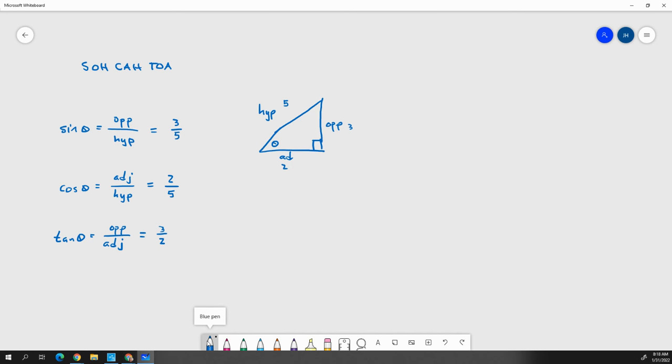Now, I said 6, but I only showed you 3. But if you remember correctly, these are my original 3 trig functions, and the other 3 are just the inverses, right? So if sine of theta is opposite over hypotenuse, cosecant of theta is just hypotenuse over the opposite, right? They just flip. So in that case, it would be 5/3.